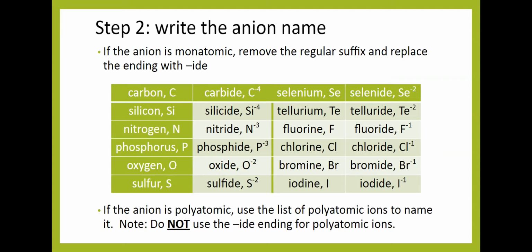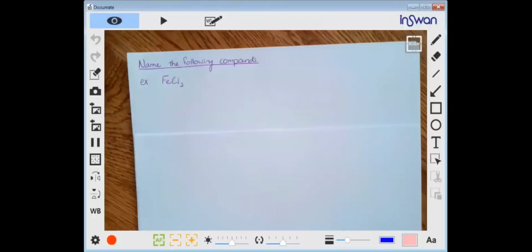Okay, so step 2 remains exactly the same. If the anion is monatomic, we have the "ide" ending. If it's polyatomic, we just use the polyatomic ion name. So let's try some examples of this.